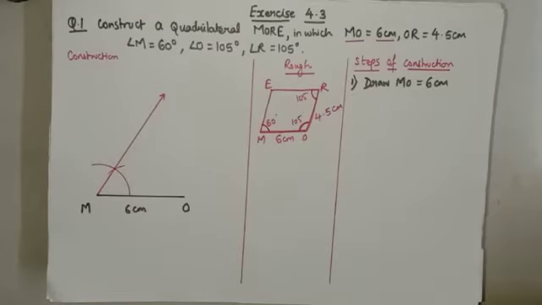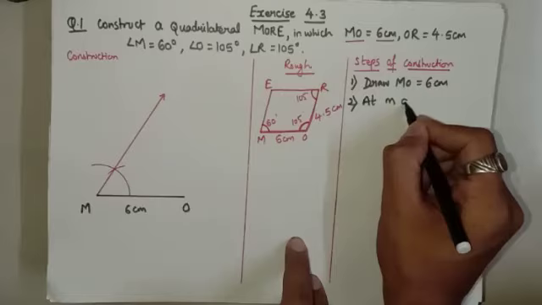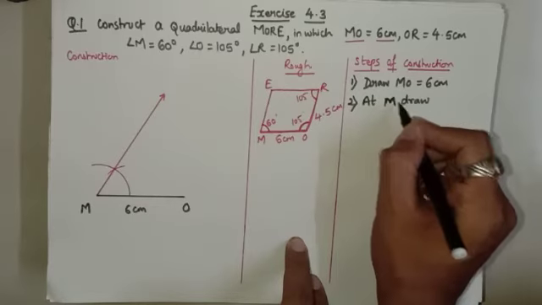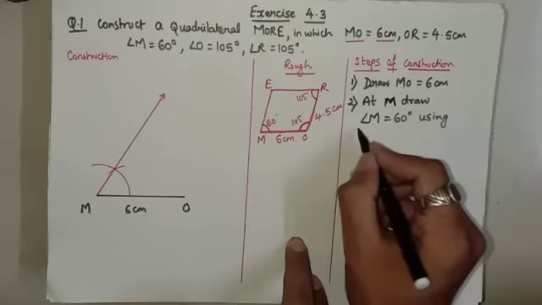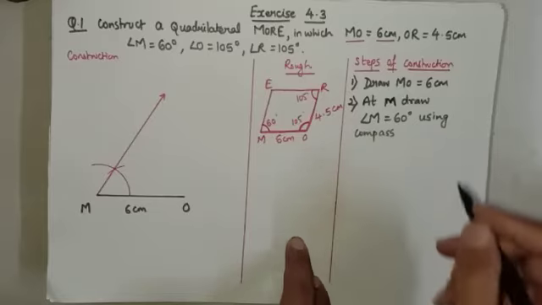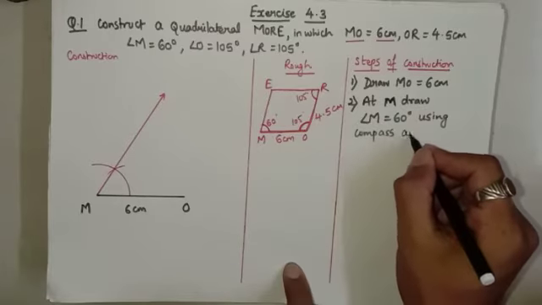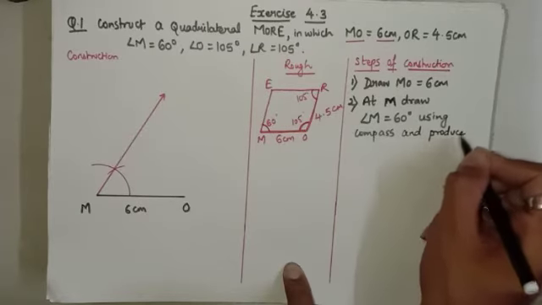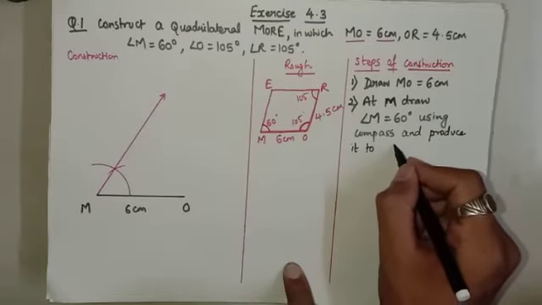My second step of construction is: at M point, draw angle M equal to 60 degree using compass, and produce it to, say, X. Because X is not a given point, I am writing here, produce it to X. We have produced it to X point. This part is also completed.